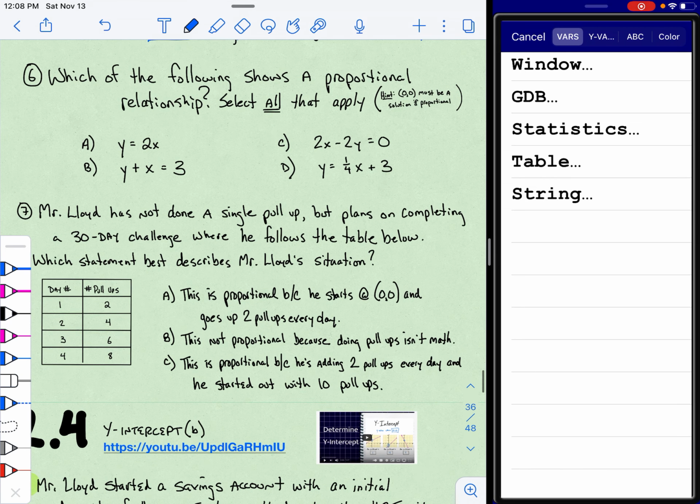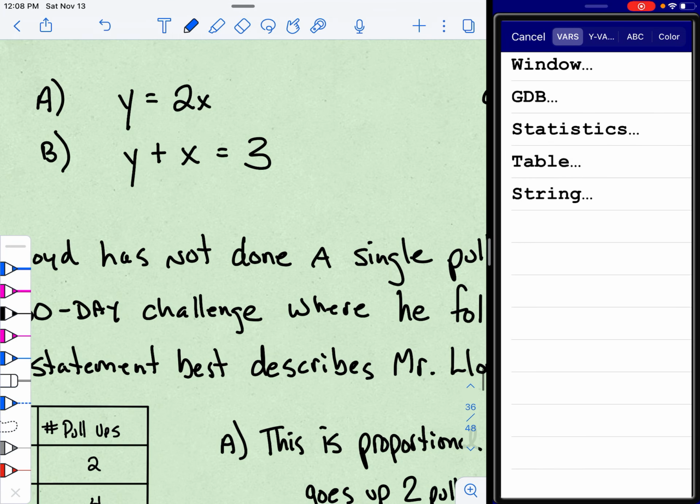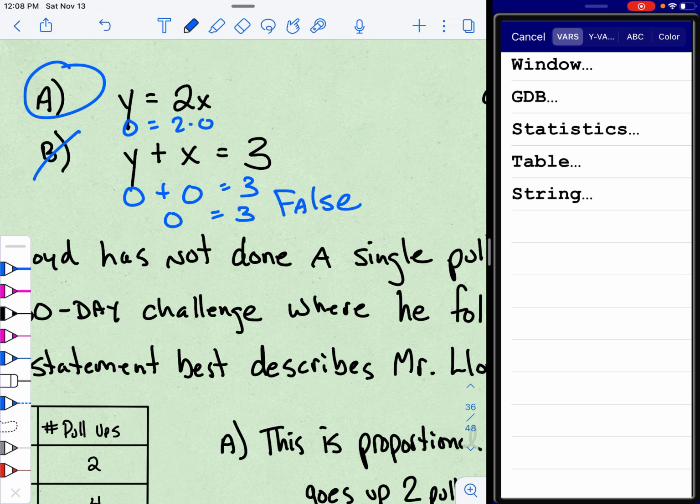All right. Number 6, which of the following shows a proportional relationship? Select all that apply. And I made a hint, 0, 0 must be a solution. So that's reminding me that if I just put a 0 in the first spot and 0 in the second spot, I want that to be true. Well, 0 equals 2 times 0. 0 equals 0. So this one's proportional. 0 plus 0 equals 3. 0 equals 3. That's false. So it is not that one.